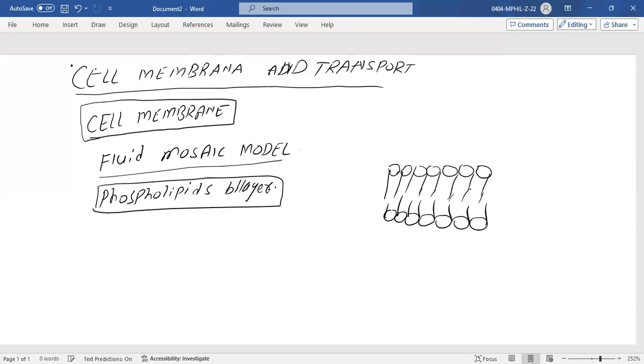So this is a phospholipid bilayer, because these two layers are arranged in the cell membrane of any plant or animal cell. And there is another component which is part of this, that is cholesterol.